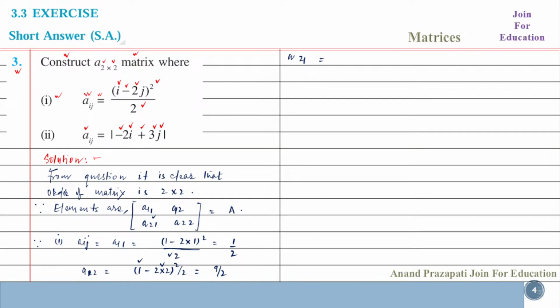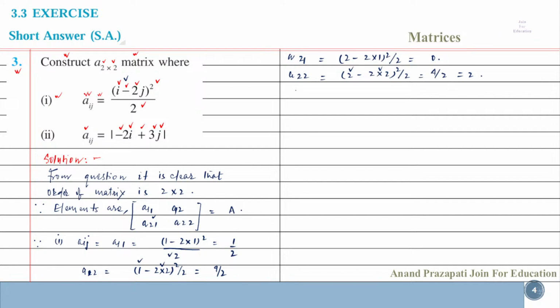A21 equal to 2 minus 2 into 1 to the power 2 by 2 equal to 2 minus 2 equal to 0, 0 by 2 equal to 0, and A22 equal to 2 minus 2 into 2 to the power 2 by 2 equal to 4 minus 2 equal to 2, square of 2 equal to 4 by 2 equal to 2.